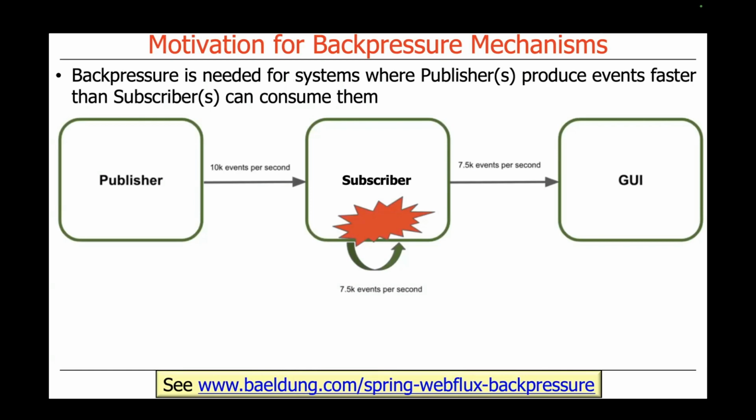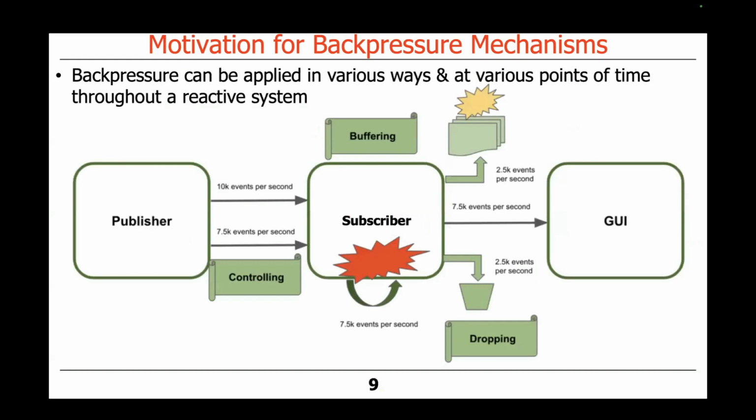However, for reactive streams where publishers can produce events faster than subscribers can consume them, we need some form of backpressure. So here's an example where we have a publisher that's publishing 10,000 events per second, and for whatever reason, the subscriber can only process 7,500 events per second, and therefore, at some point, it's going to get overwhelmed, and if we don't have backpressure, trouble is going to occur. So let's talk about how you can apply backpressure in various ways and at various points in time and various locations throughout a reactive system.